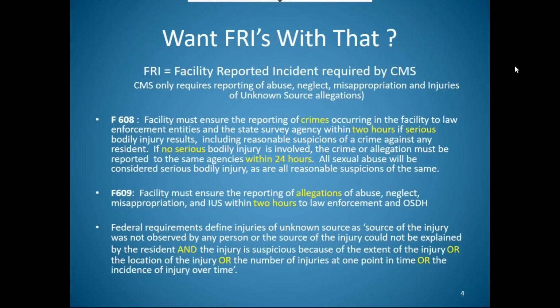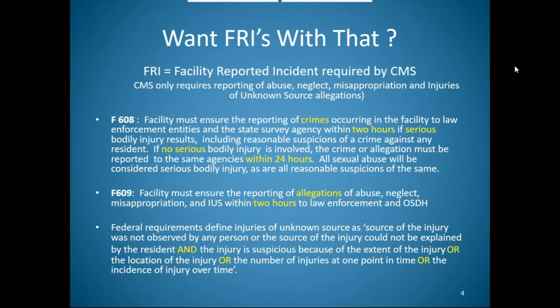So let's start off with our FRIs. As I said, the facility reported incident is required by CMS, and it's known as a FRI. Basically, CMS only requires reporting of abuse, neglect, misappropriation, and injuries of unknown source allegations. There are 2 tags specific to reporting of FRIs. The first one is F608.